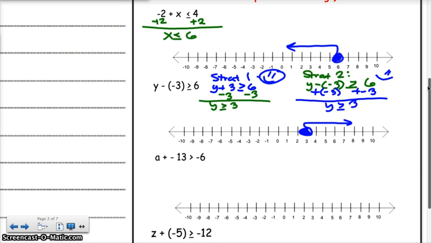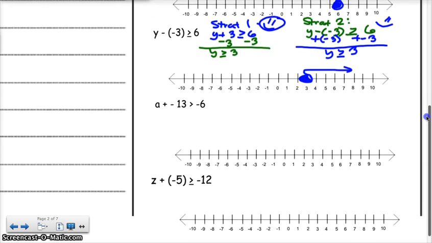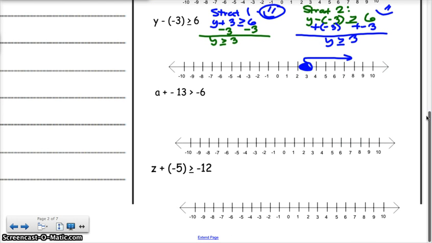Y plus a negative 13 is bigger than negative 6. The inverse of plus is to subtract. So I subtract that negative 13. Subtract a negative 13. What do I do when I subtract a negative? So I'm actually adding 13. Oh no. Nice. You just did that in your head. I can't do that in my head.